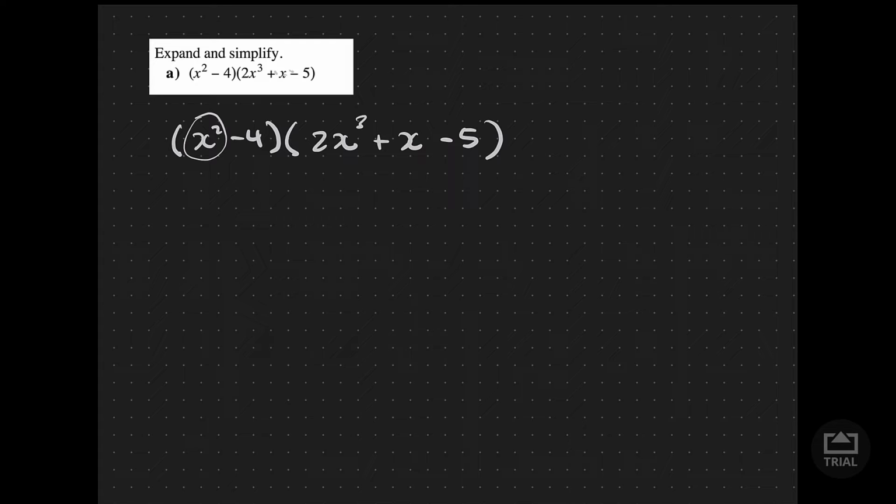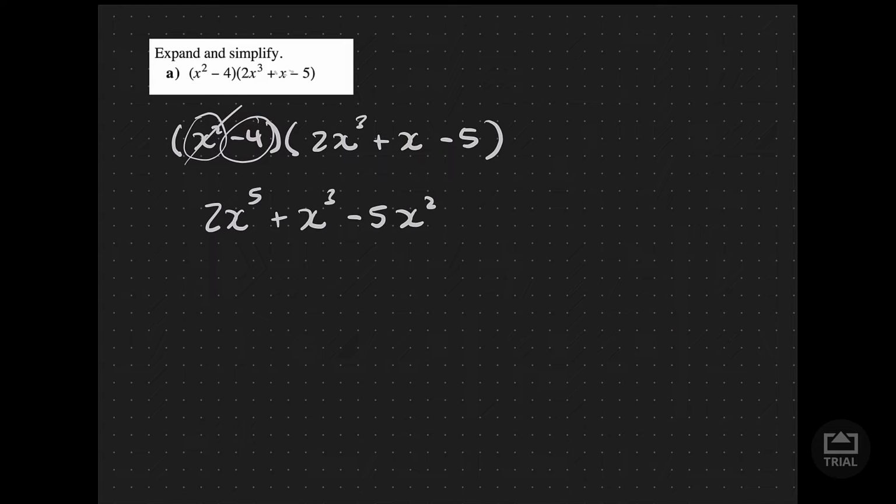So x squared times 2x cubed is going to be 2x to the power of 5. x squared times x is going to be a positive x cubed. And x squared times negative 5 is going to be a negative 5x squared. First term is done, so we'll move on to the second term.